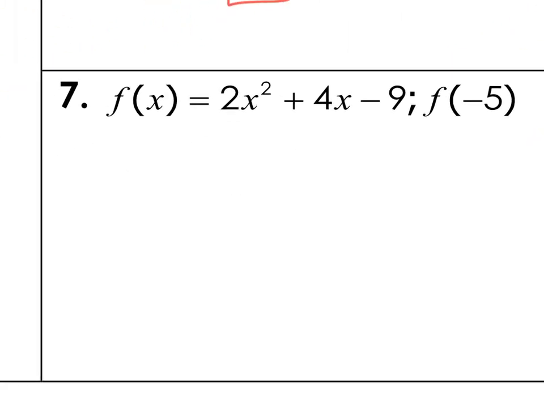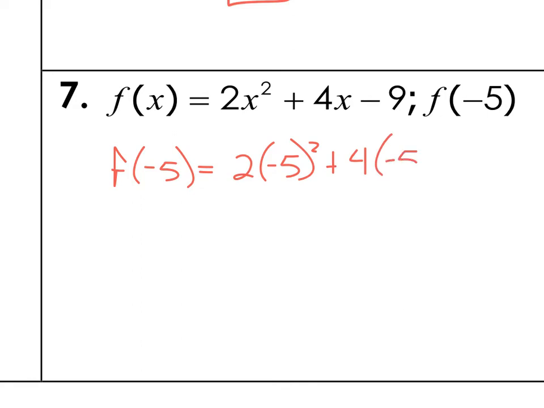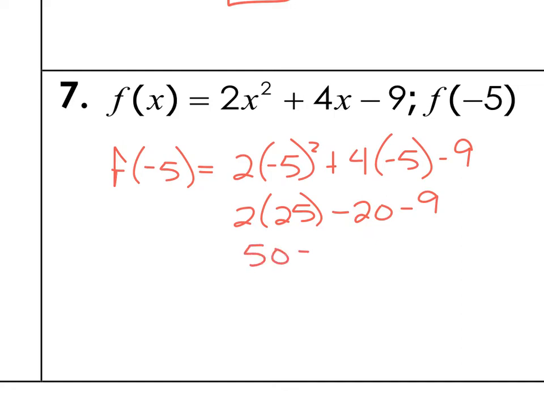Okay? Number 7. Again, everywhere where we see an x, we're going to plug in a negative 5. So it's 2, and then negative 5 squared plus 4 times negative 5 minus 9. Negative 5 squared is a positive 25, so it's 2 times 25. And then minus 20, because 4 times negative 5 is negative 20, and then minus 9. Then you got to do this other multiplication. That ends up being 50 minus 20 minus 9. 50 minus 20 is 30. 30 minus 9 is 21.